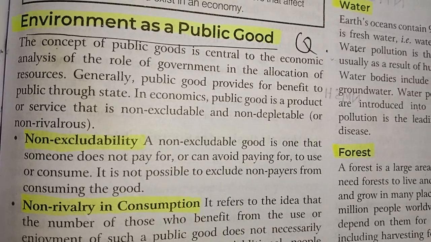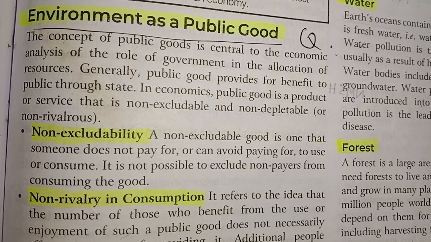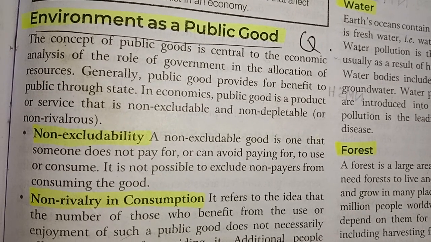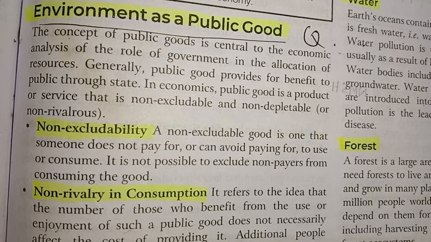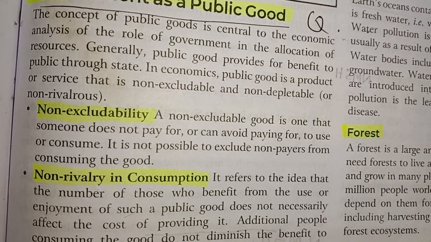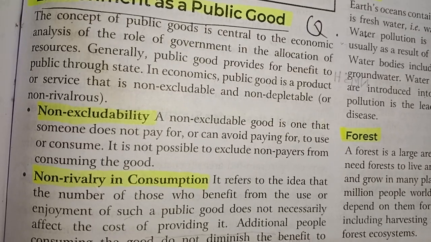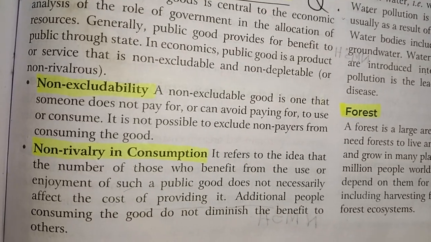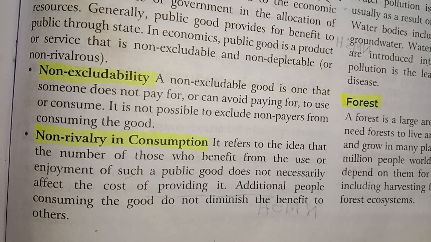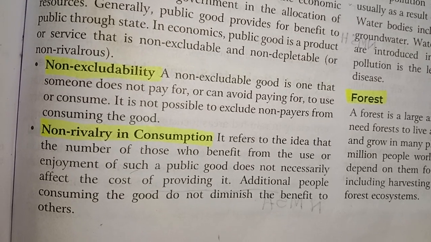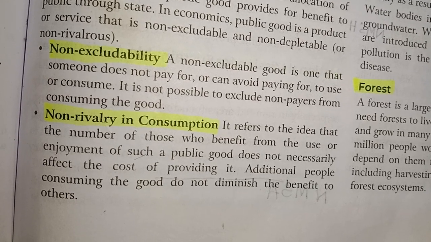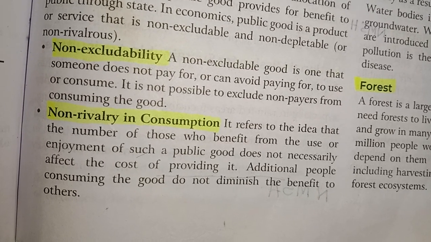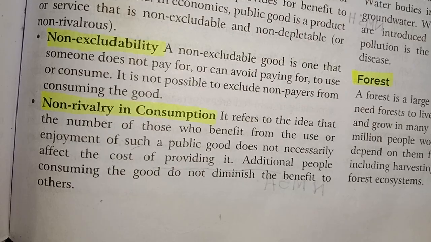Non-excludability. A non-excludable good is one that someone does not pay for or can avoid paying for to use or consume. It is not possible to exclude non-payers from consuming the good. Non-rivalry in consumption. It refers to the idea that the number of those who benefit from the use or enjoyment of such a public good does not necessarily affect the cost of providing it. Additional people consuming the good do not diminish the benefit to others.